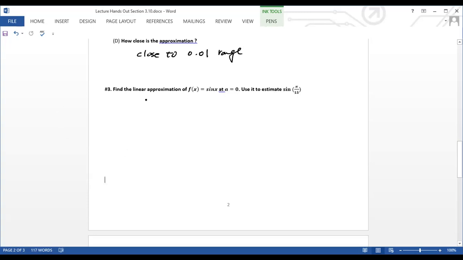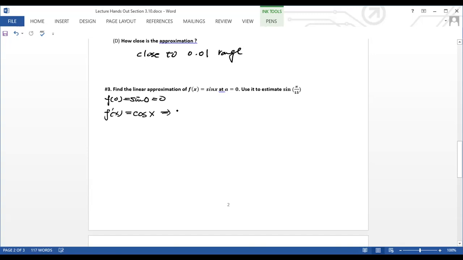Okay, so they said find the linear approximation of sine at a equal to 0. Just like we said, let's plug in the value for f of 0: sine 0 is 0. Then let's take a look at the derivative. f of x is sine x, so what is f prime of x? It's cosine x, right?